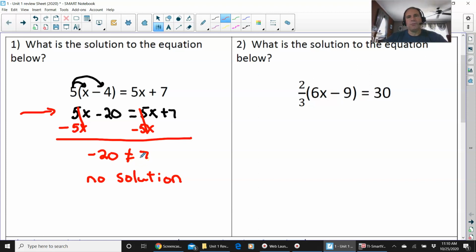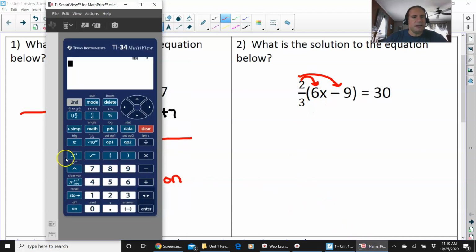So number 2, what is the solution to the equation below? So again, I have distributive property going on here with parentheses. I'm going to bring up my calculator, and in the calculator you do have a fraction button that you could press, and that really does help things out. You have 2/3 times 6x. 2/3 times 6 is 4. You notice I didn't even press times. I just put 2/3 and 6, and the calculator knew that I wanted to multiply it.